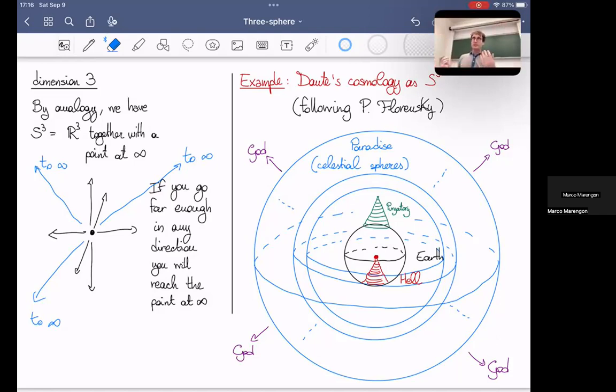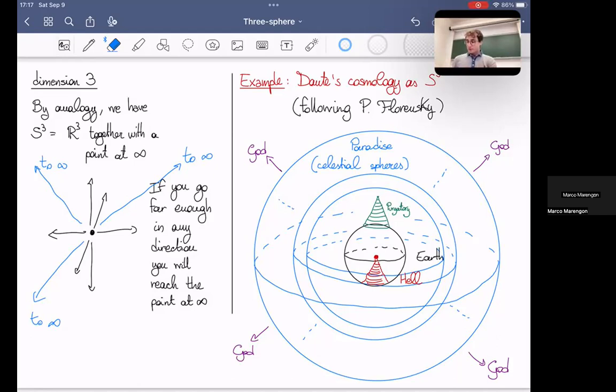So using the interpretation of S3, the three sphere, as R3 together with a point at infinity, we can envision the space as hell, purgatory, earth, and the various spheres. And then the point at infinity is God, that you can reach by going in any direction far enough. So this interpretation of Dante's cosmology, I think, dates back to Florensky first, as far as I know.